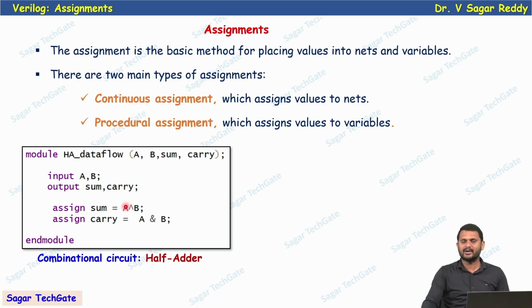It evaluates the right-hand side expression whenever A or B changes, and assigns the result to the left-hand side, sum, immediately. That is known as a continuous assignment statement. So whenever A or B changes, it evaluates the expression immediately and assigns it to the LHS. Okay, so this is the continuous assignment statement.